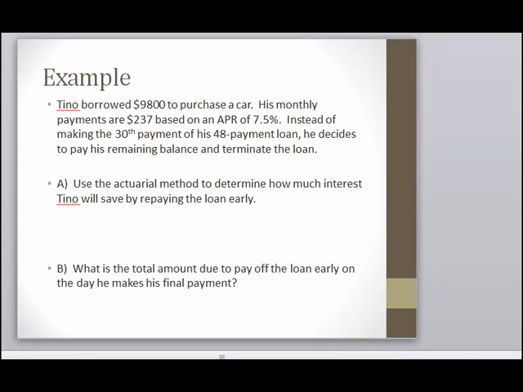Our example reads, Tino borrowed $9,800 to purchase a car. His monthly payments are $237 based on an APR of 7.5%. Instead of making the 30th payment of his 48 payment loan, he decides to pay his remaining balance and terminate the loan. Part A asks us to use the actuarial method to determine how much interest Tino will save by repaying the loan early.